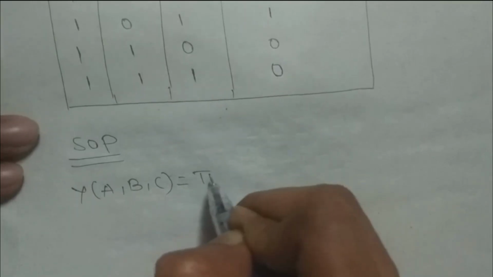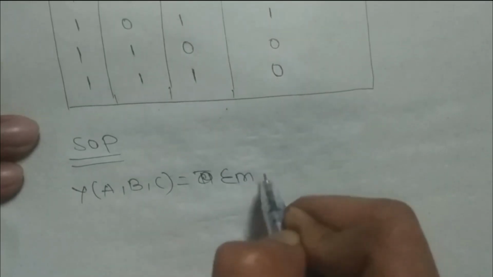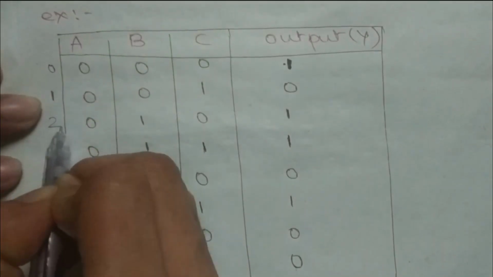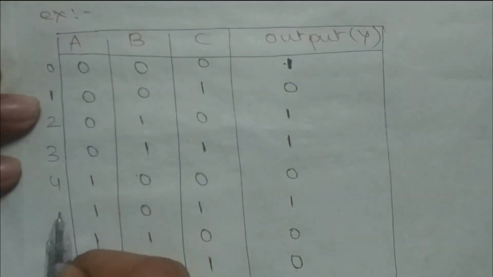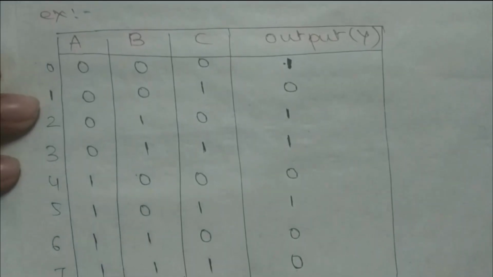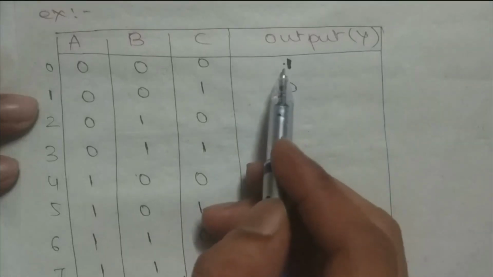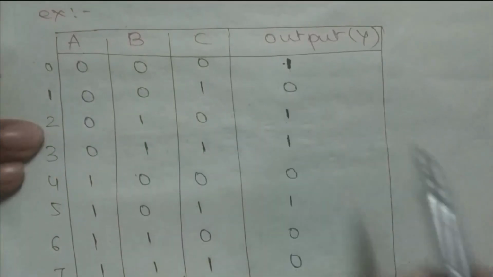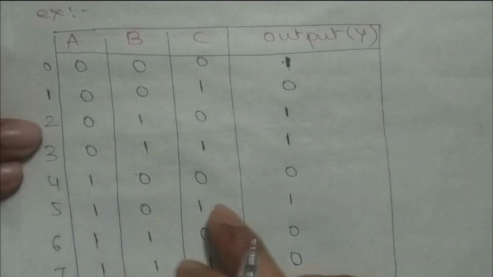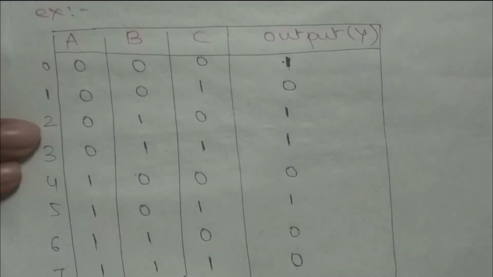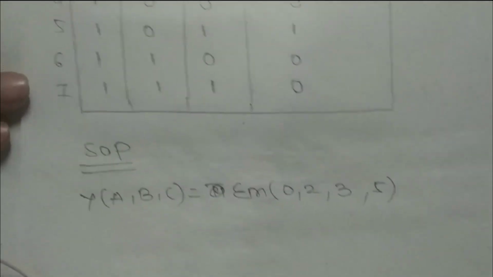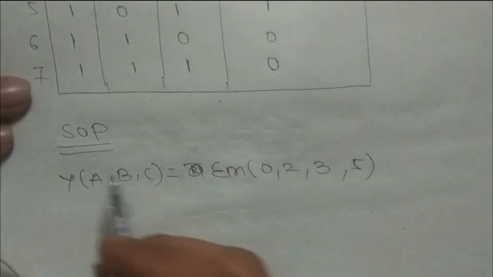For which terms is it going to be a summation of m? For which terms is it high? See here, this is 0, this is 1, this is 2, this is 3, this is 4, 5, 6, 7. For which terms is it high? For 0, it is high. For 2, for 3 and 5. So we have written these terms for which Y is high.